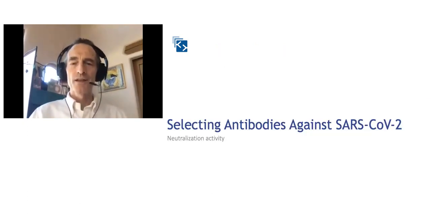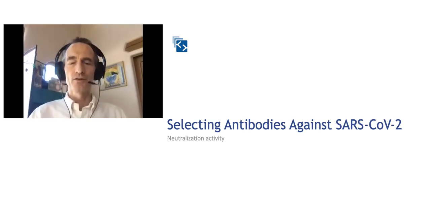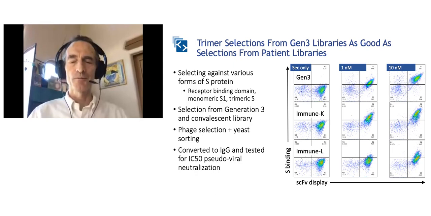So when the pandemic came along, we really wanted to get involved and try and do some selections against COVID. And so what we did was we made a library from a patient who had an extremely high titer, using immune kappa or immune lambda. And then we also compared to Gen 3. And we did selections against those 3 libraries.